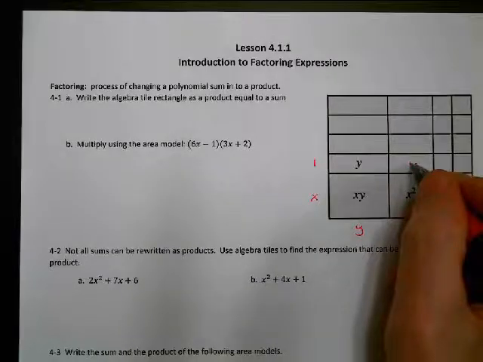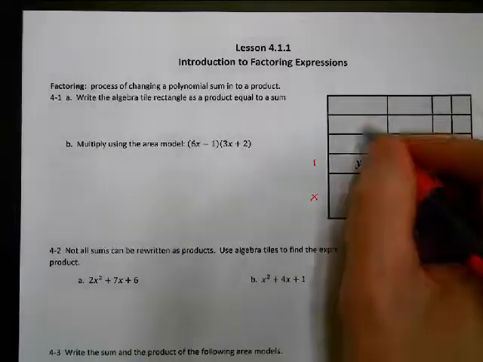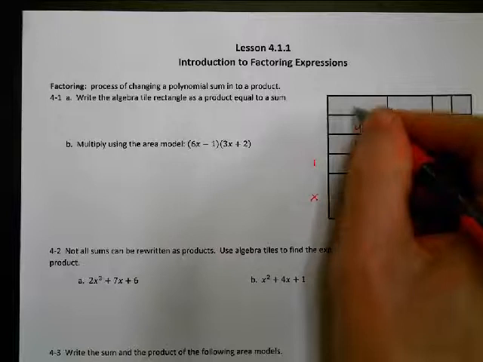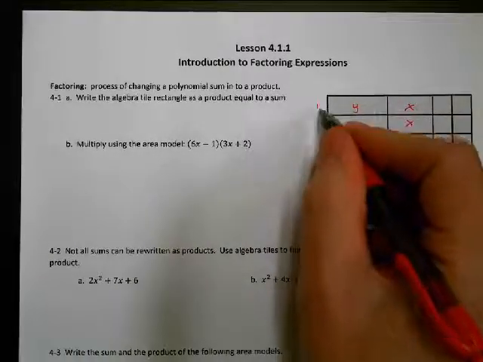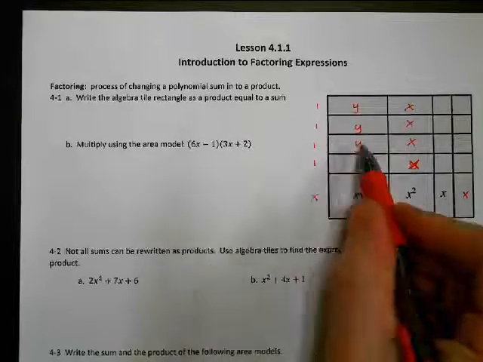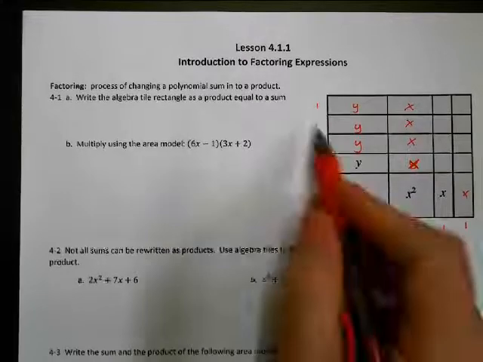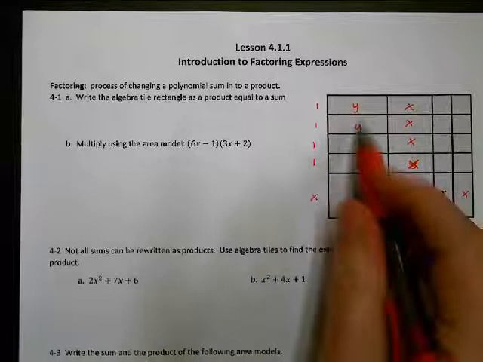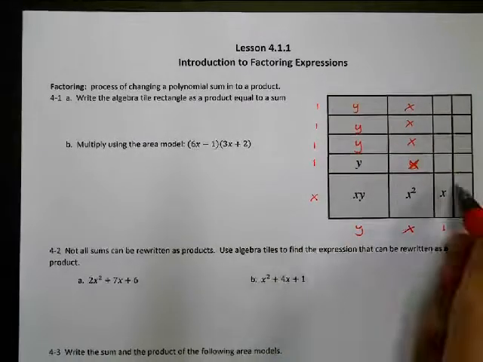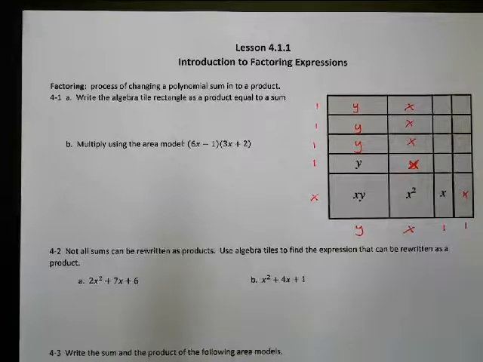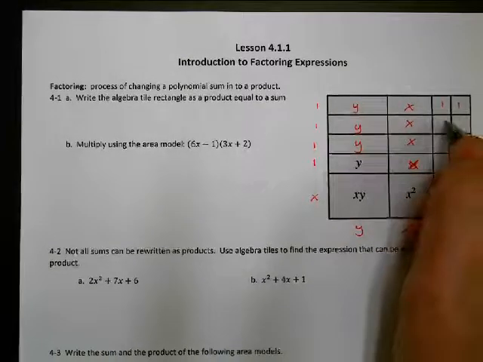That's a y. Oops, that's not a y. That's an x. That's a y. That's a y. That's an x. That's an x. 1, 1, 1. Because we got 1 times y to get y there, and 1 times x to get x. Anyways, these last boxes are just unit squares, so these are just ones over there.